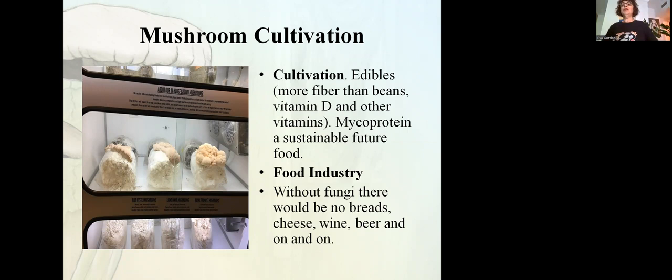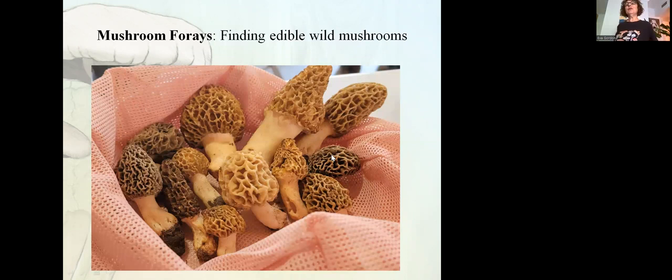You just go on and see all the foods that would be eliminated if we didn't have this great kingdom. Mushroom forays. You can actually go out and find your own mushrooms to eat. So finding edible wild mushrooms is now a big part of a lot of foraging groups. We take our groups on forays.